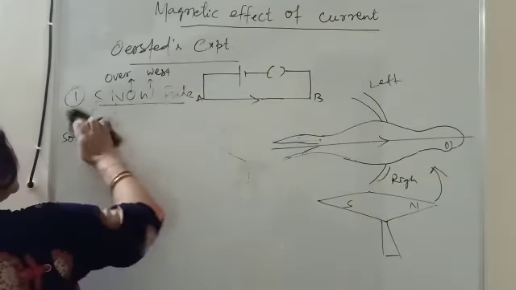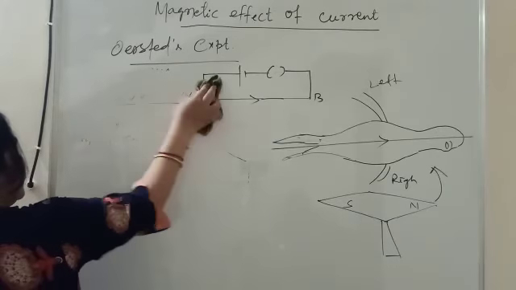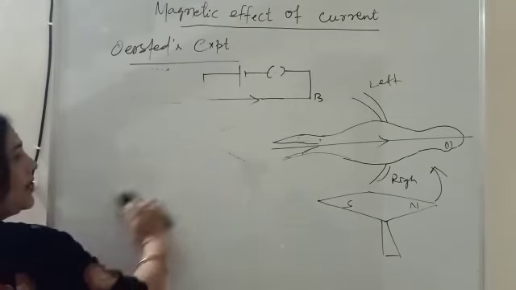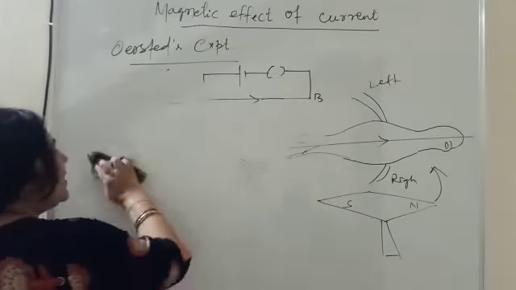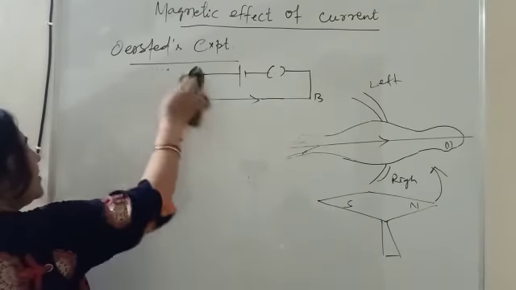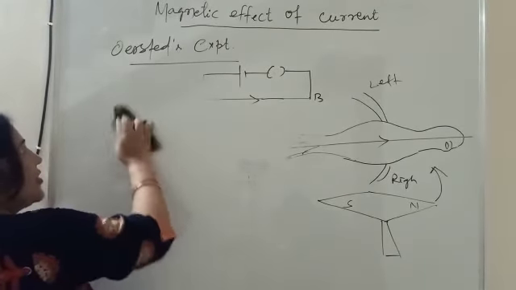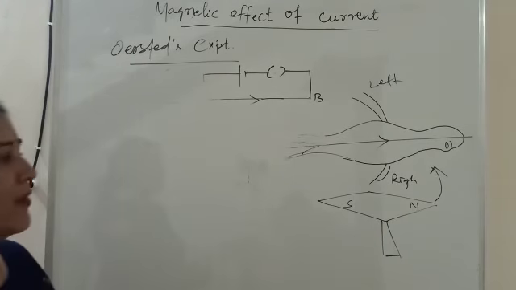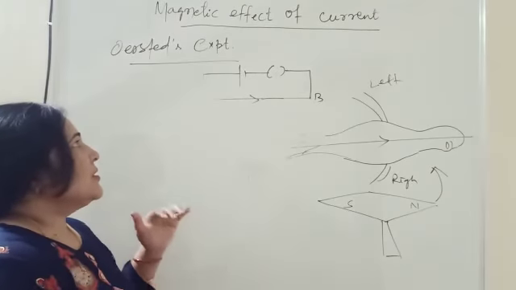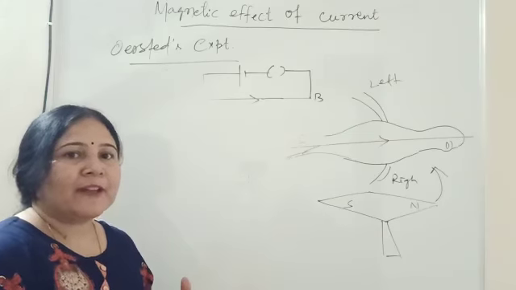So this is the Oersted experiment, and it all talks about how the current-carrying conductor is producing a magnetic field, and that is called the magnetic effect of current. So this is all about the magnetic effect of current.